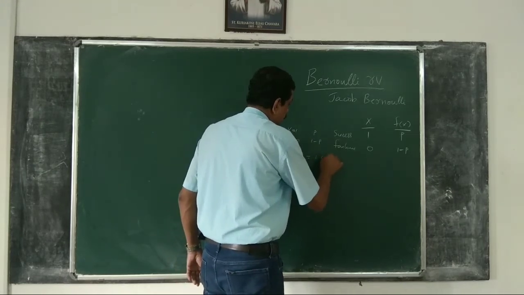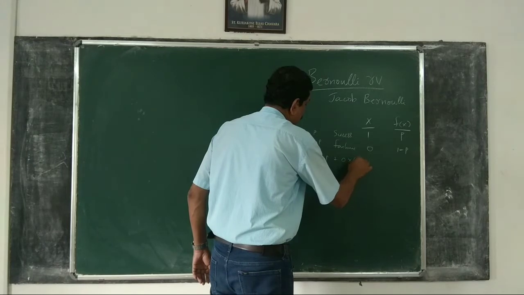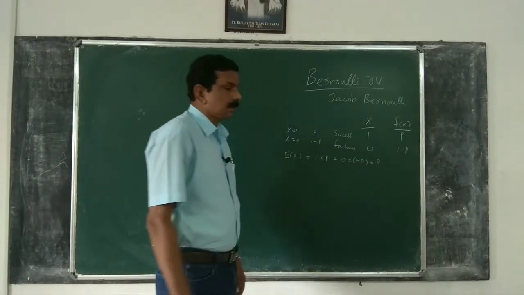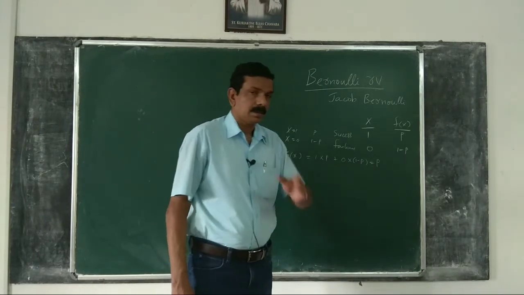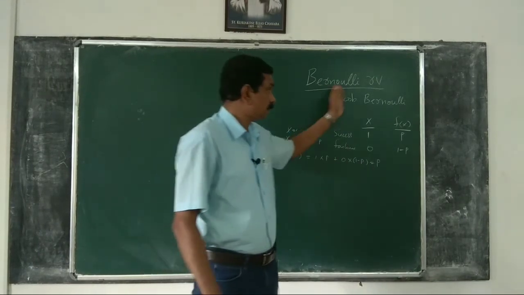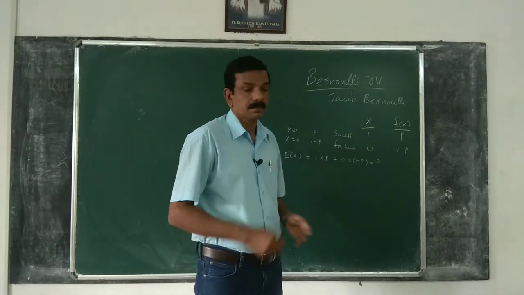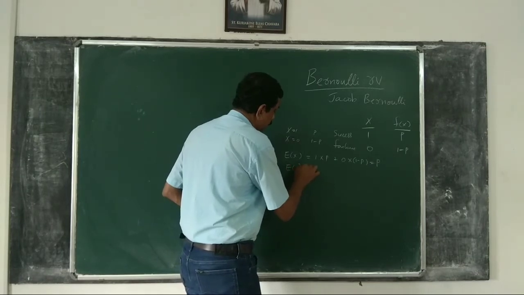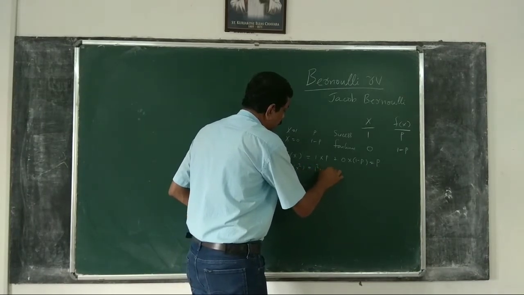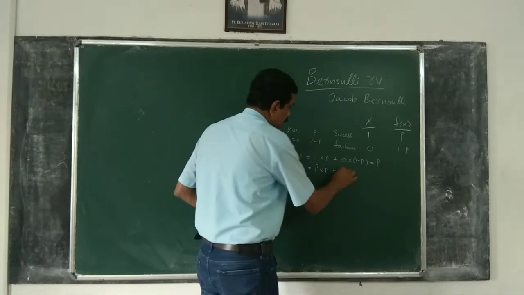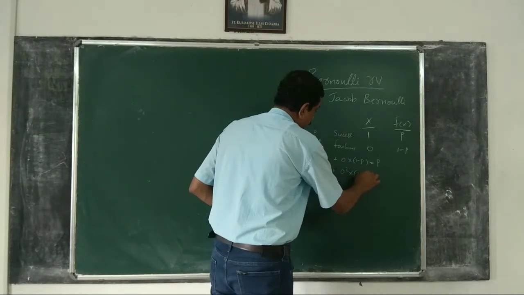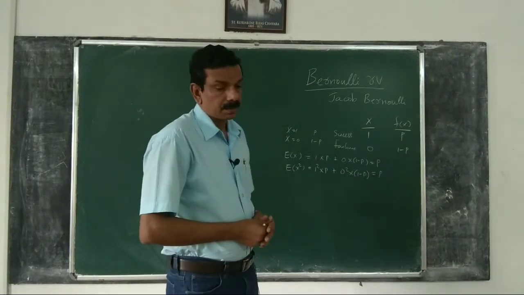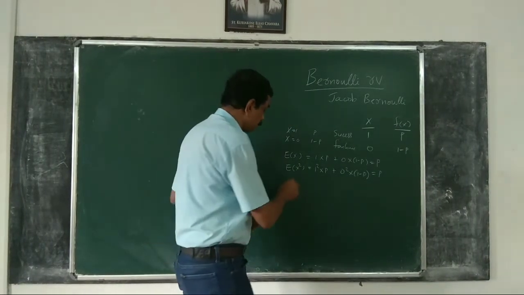Now, expected value of x is 1 into p plus 0 into 1 minus p, which is equal to p. So the expected value of x, that is the mathematical expectation of a Bernoulli random variable, is p. Now, expected x square can be written as 1 square into p plus 0 square into 1 minus p, which is equal to p itself.